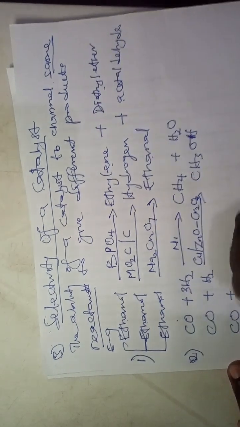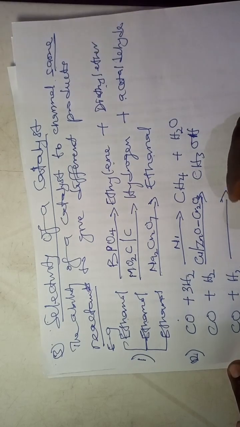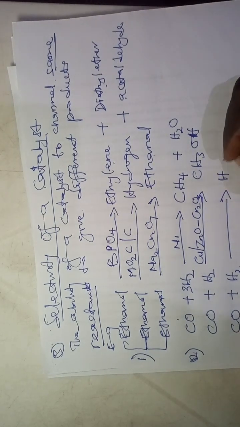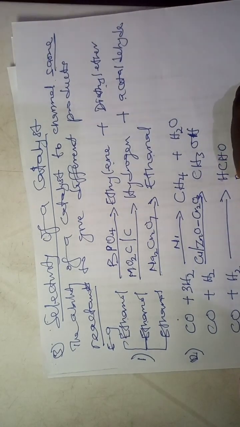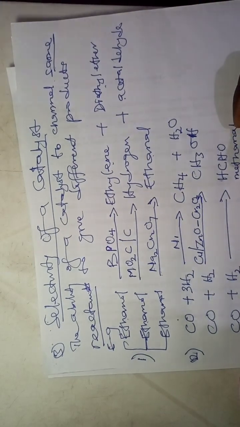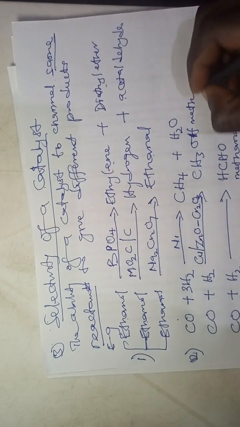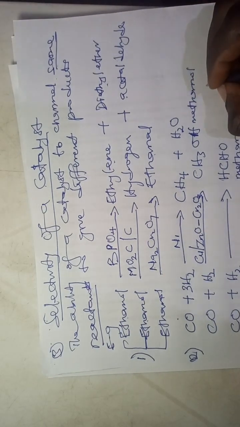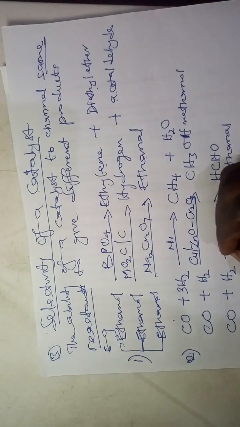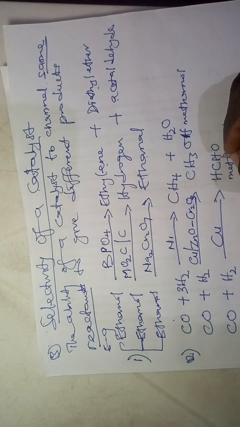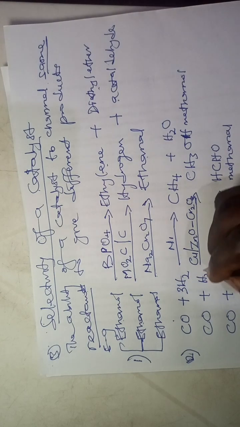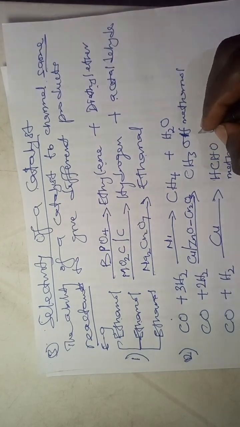If you use the same reactant to obtain methanol, this is methanol as in an aldehyde. This is methanol as in alcohol. So if you catalyze this reaction using copper metal, you are going to have methanol. So this reaction is not balanced. I think it is balanced this way.